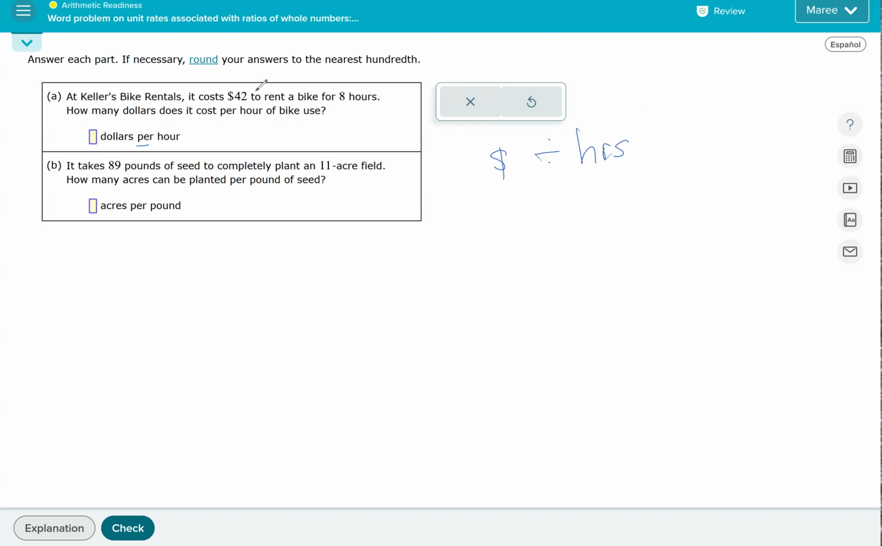So we look at the dollars. They said it was $42. And we're going to be dividing by the number of hours, which was 8 hours. So we do the division, 8 into 42. It's not going to go evenly, so we're going to do some long division here. We're going to need a decimal, a couple zeros. We're supposed to round to the nearest hundredth, so let's put 3 zeros in case we need to do some rounding.